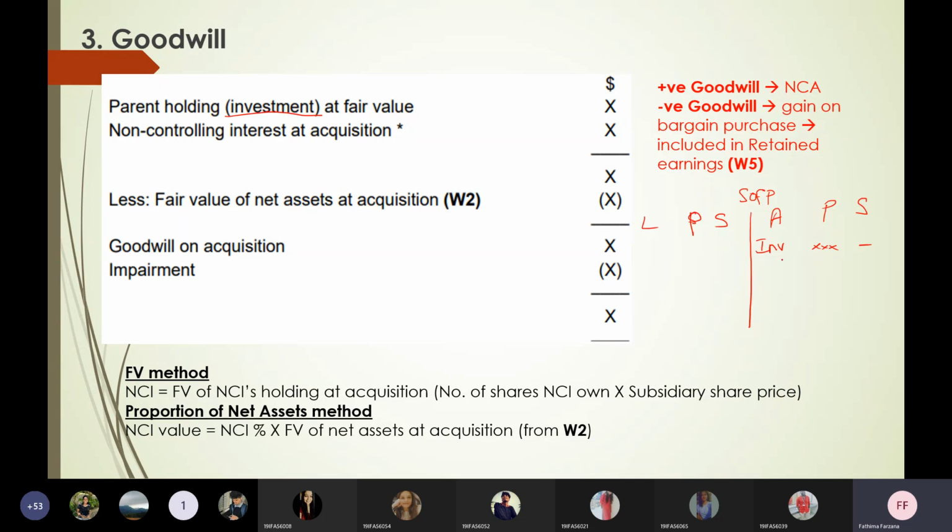So to say, the parent had invested in the subsidiary. Clear? Normally it will be mentioned as investment, sometimes investment in shares or investment in net assets. But this investment amount is exactly how much they have invested in the subsidiary. So you have to pick this value from your asset side. The next is non-controlling interest at acquisition. For this, you have to go here.